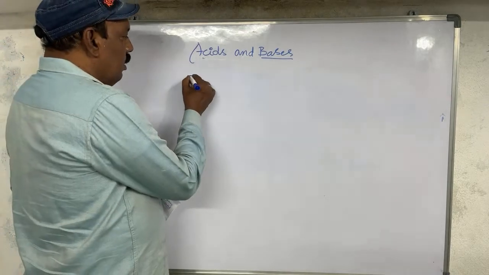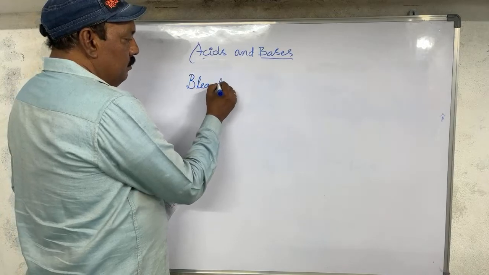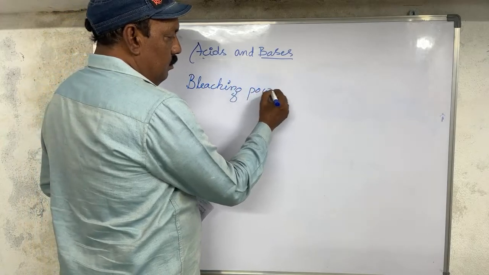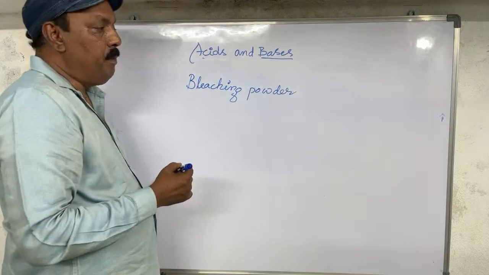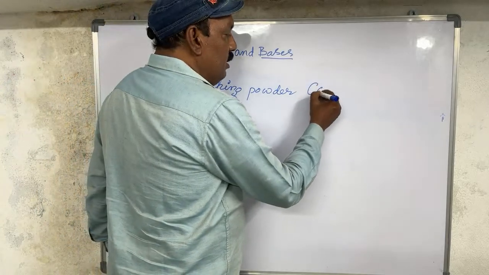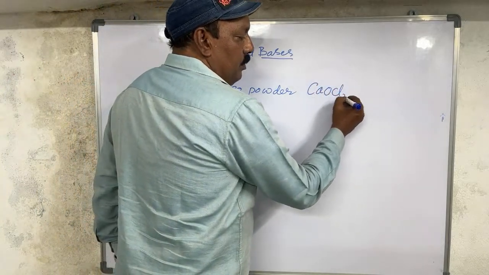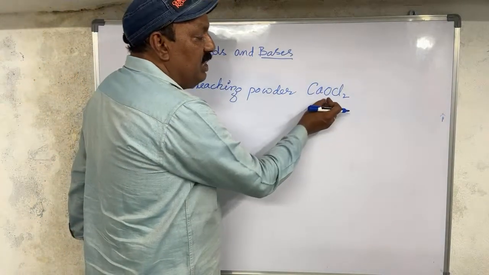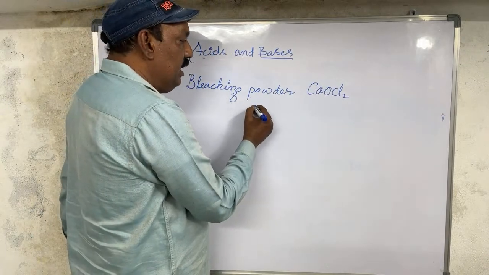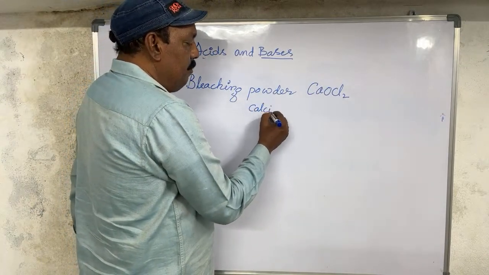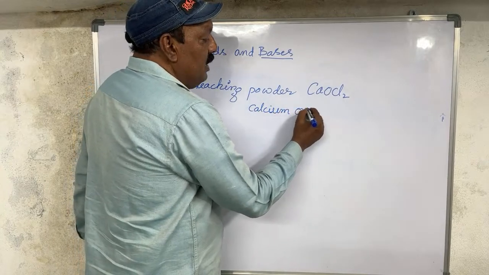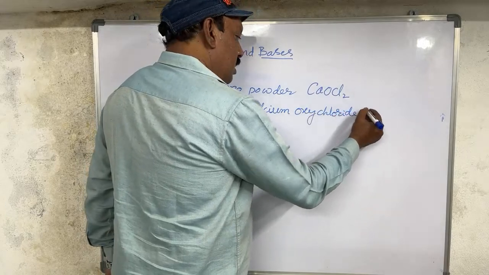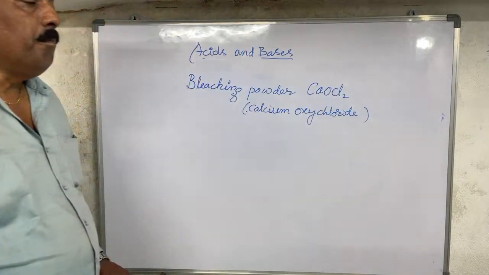Next is bleaching powder. The formula of the bleaching powder is CaOCl2. CaCl2 means calcium chloride, but here in CaOCl2 oxygen is also there. That is the reason the chemical name of this one is calcium oxychloride. This is the chemical name of the bleaching powder.